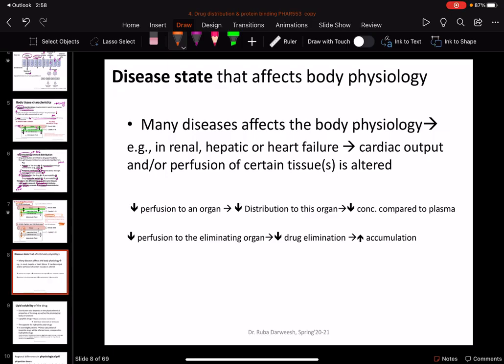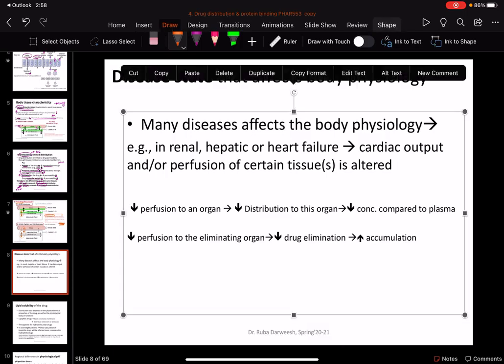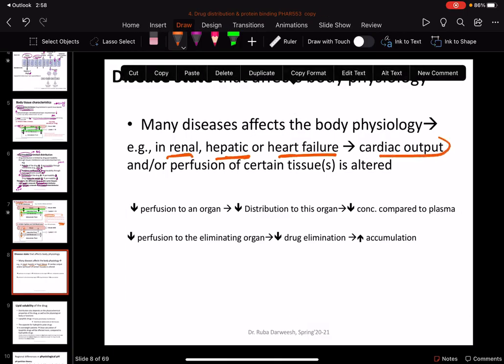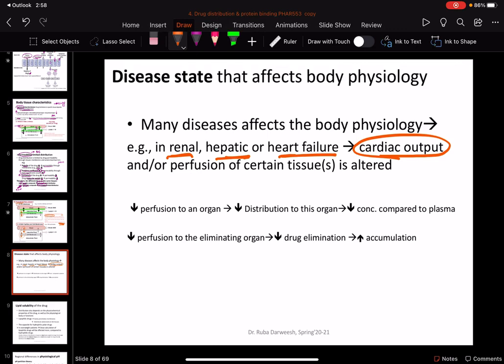Okay, the disease state effect on the distribution. We know that different diseases or disorders would affect the physiology and different kinds of physiological processes. Example, if we are talking about heart failure, hepatic failure, or renal failure, the cardiac output to those organs or to certain organs would be affected. If we are talking about heart failure, then the cardiac output to different organs would be affected. So if the perfusion to a certain organ is less, then the distribution to that organ would be less, then the concentration of the drug in this tissue or organ would be less, if we are talking about just distribution to that organ.